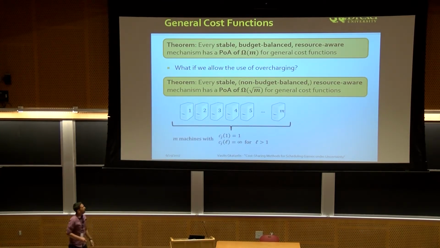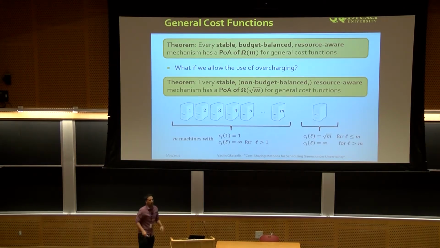Just to give you a sense of how our lower bound works, imagine you have m machines with all of them having a cost of 1 for one agent, and going to infinity the moment you have a second agent using them. So essentially, you have a capacity of 1 and a cost of 1. And then you have one more machine that has a capacity of m, and its cost is root m, and it goes to infinity if you get anything more than root m.